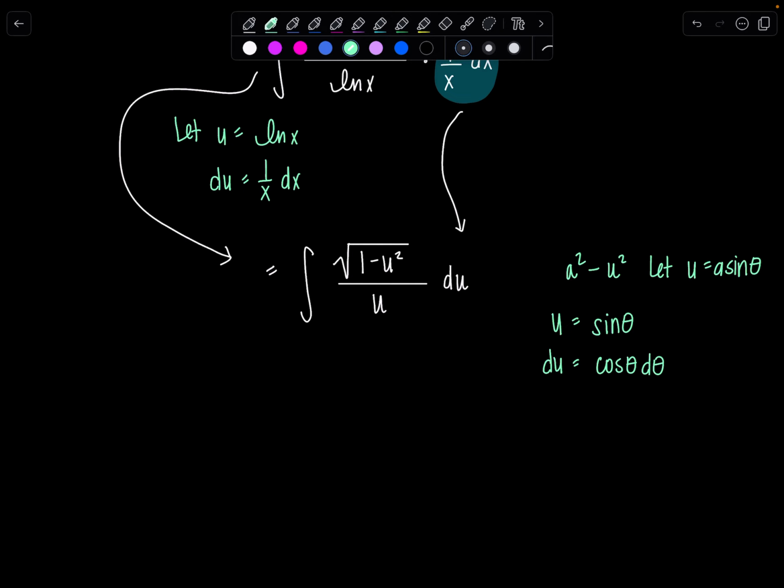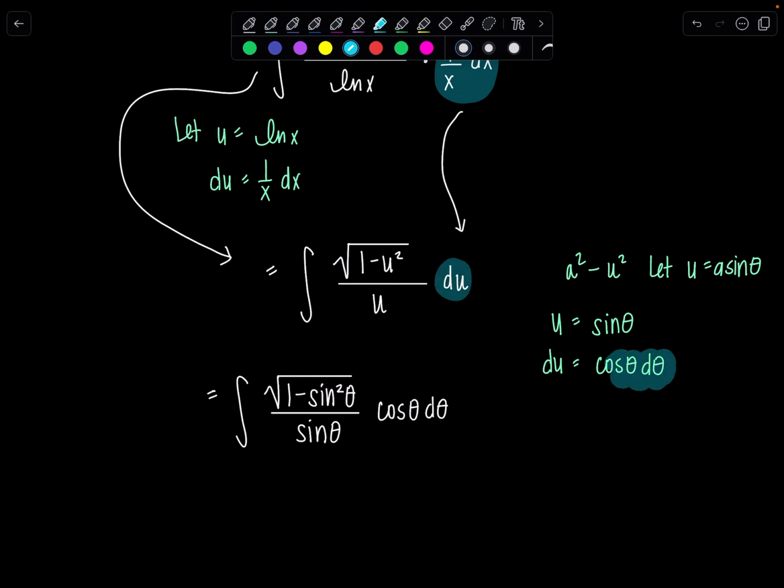Not bad. So then back to the integral, rewriting everything in terms of theta. In the numerator, we're going to have square root 1 minus sine squared theta. That lonely little u in the denominator is just sine theta. And then du becomes cosine theta d theta. So let me highlight everything for you. Du is cosine theta d theta right there. And then u is sine theta right there. And then 1 minus u squared, 1 minus sine squared theta.